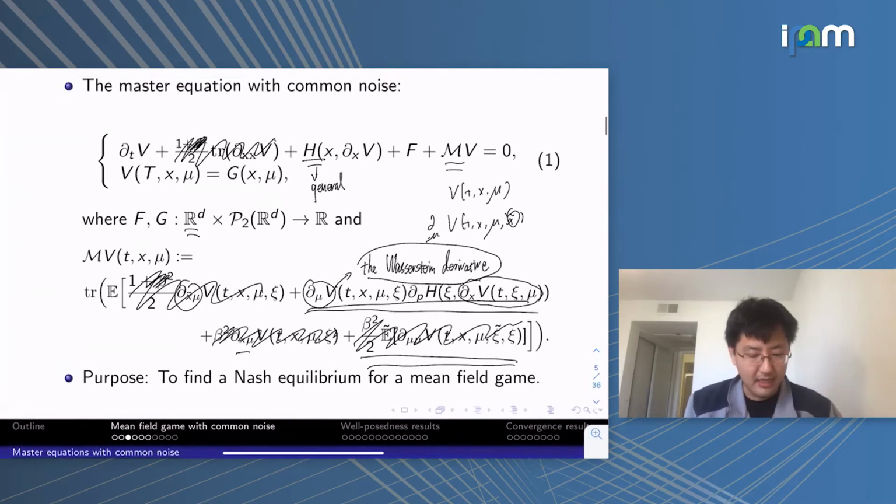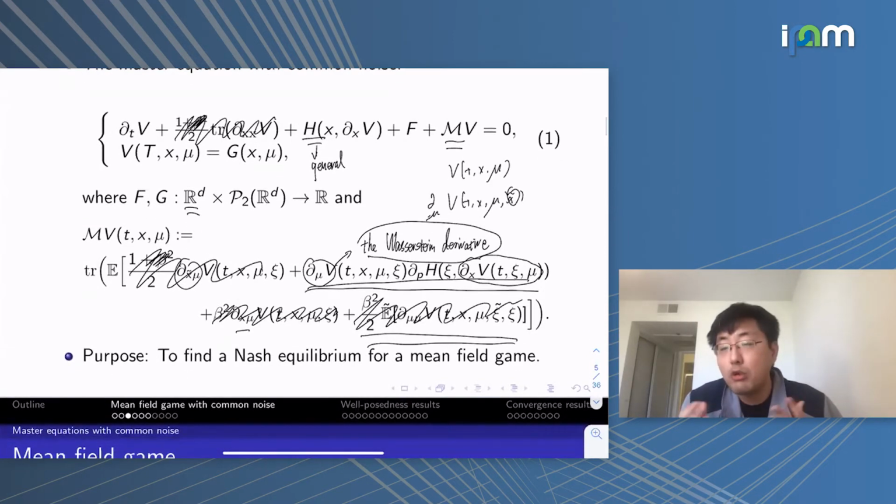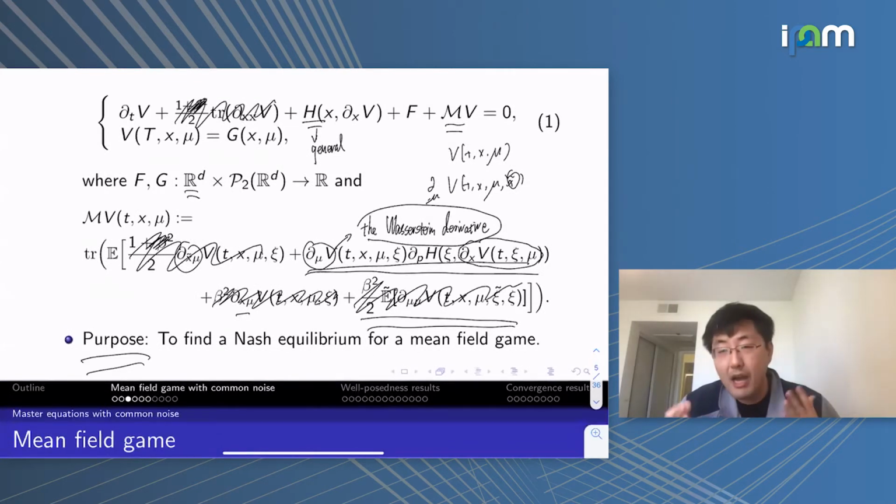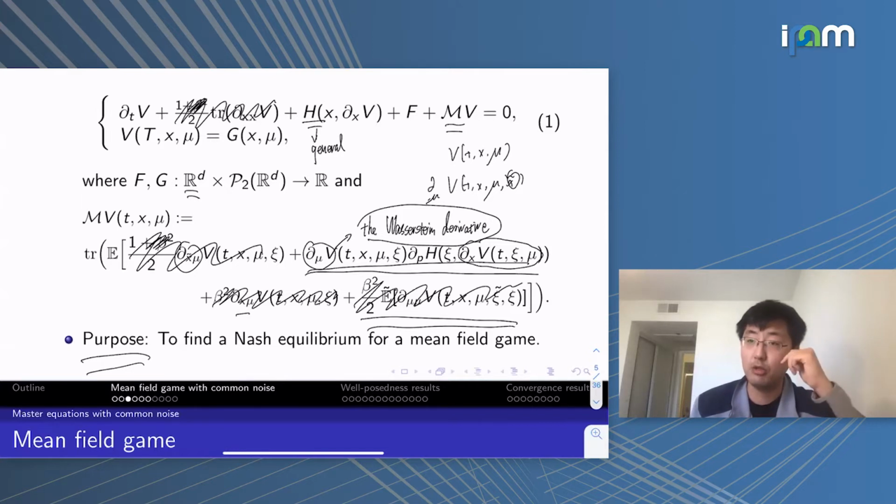Sorry, I also want to explain the purpose of why people started studying this master equation. Actually, there are two purposes, in somewhat opposite directions. One is that you can use this master equation, via mean field games, to approximate n-player games when n is sufficiently large.